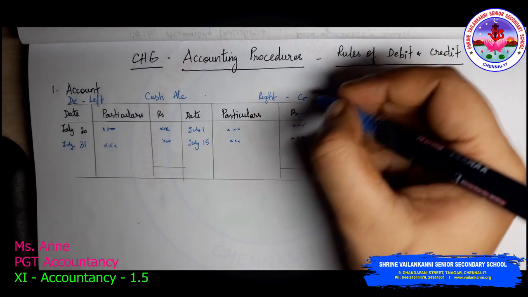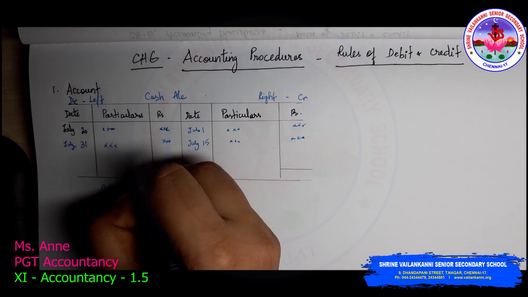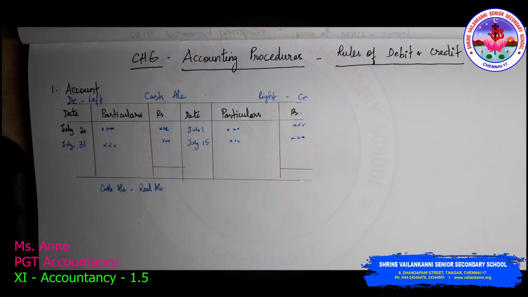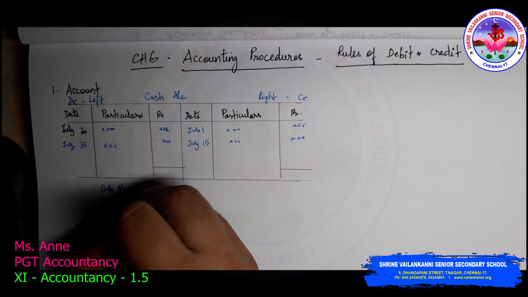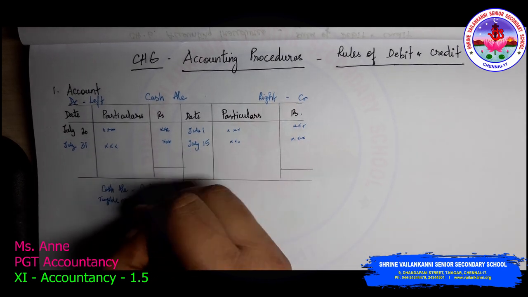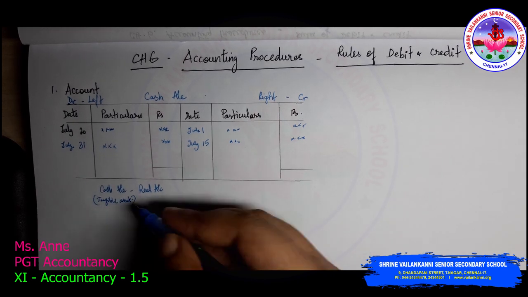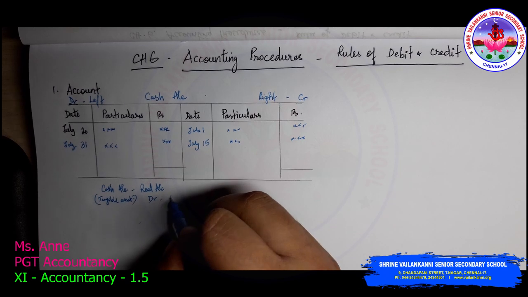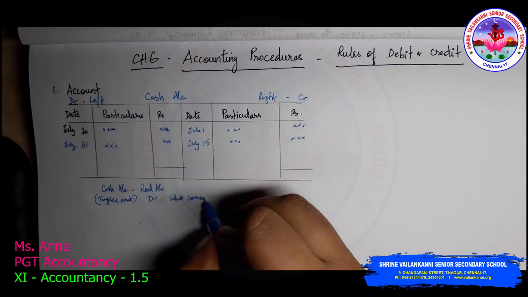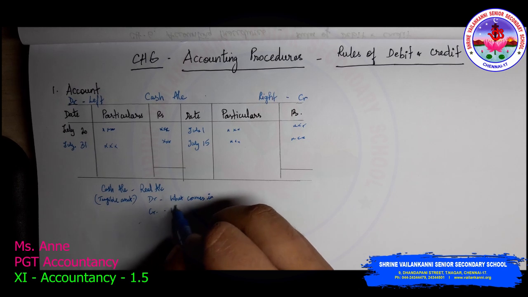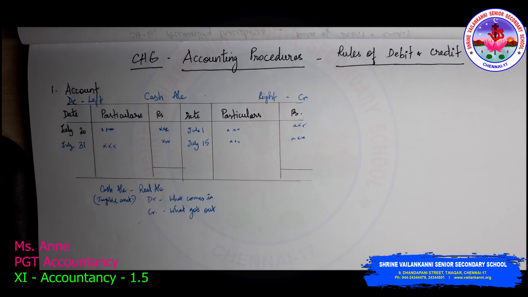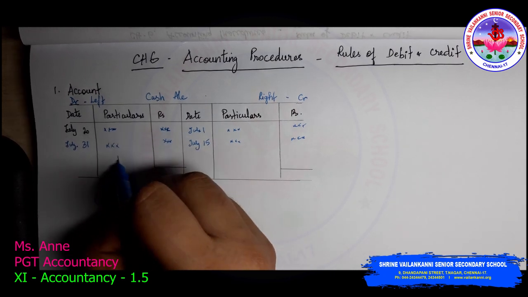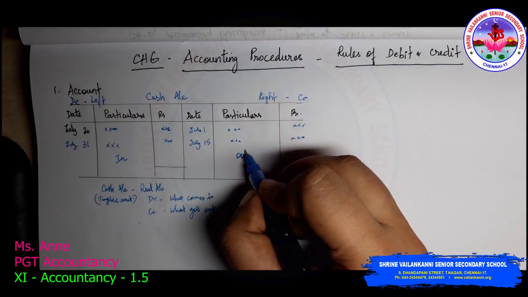And by the way, cash account is a real account. Now cash is a real account. Why it is a real account? It is a tangible asset. Okay, it is a tangible asset. That's why it is a real account. So real account, you have debit, what comes in, credit, what goes out. So this is what you're going to write. So debit is always what comes in and credit what always goes out.